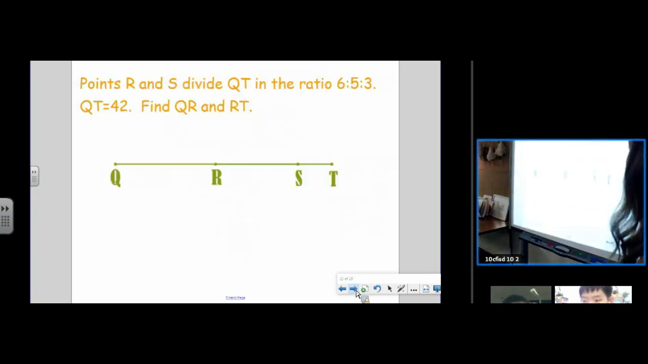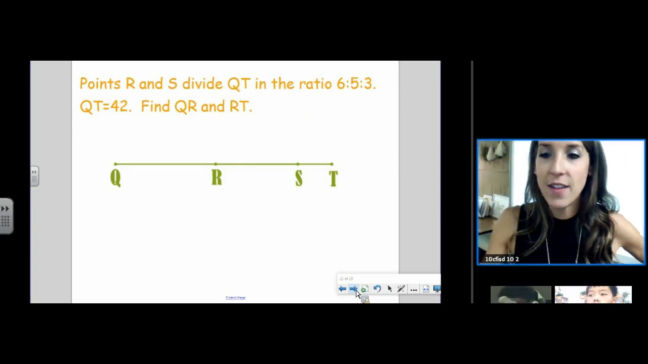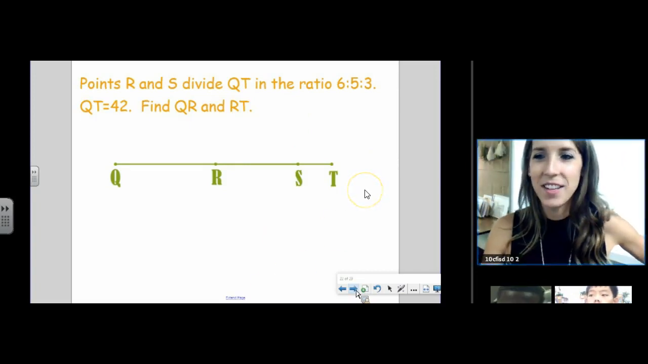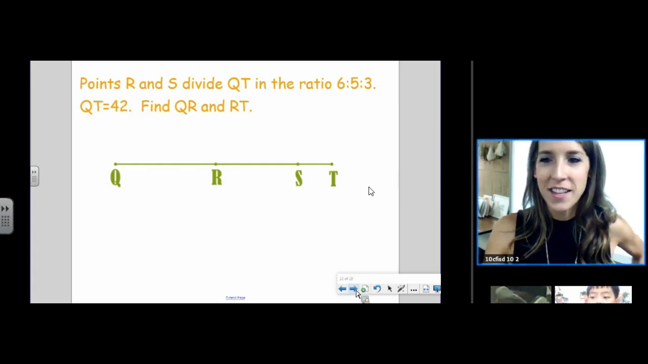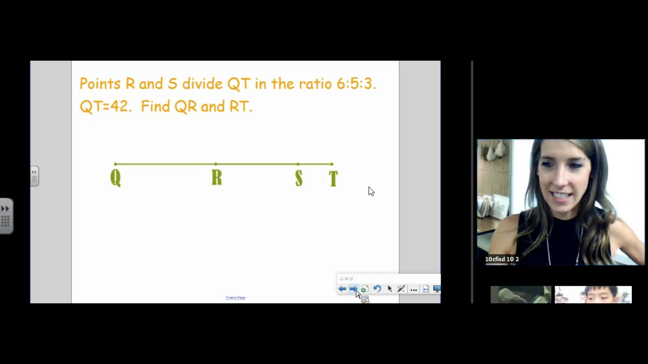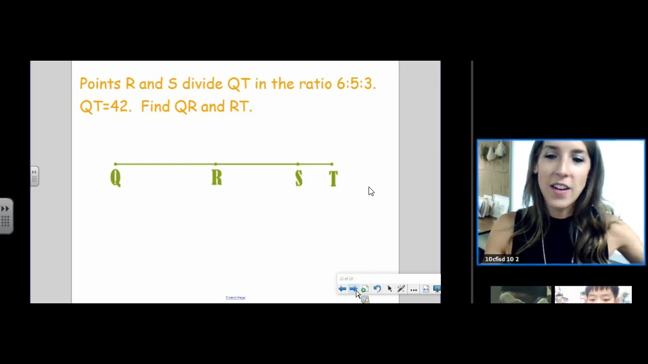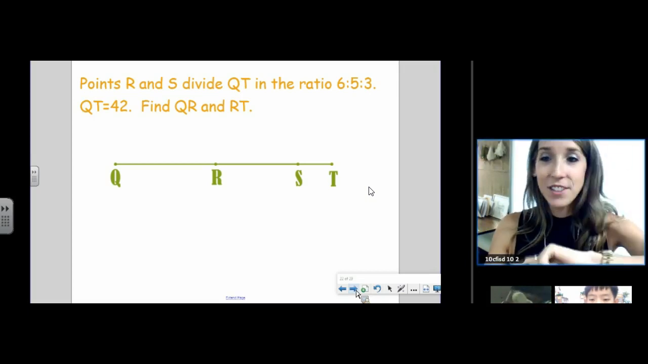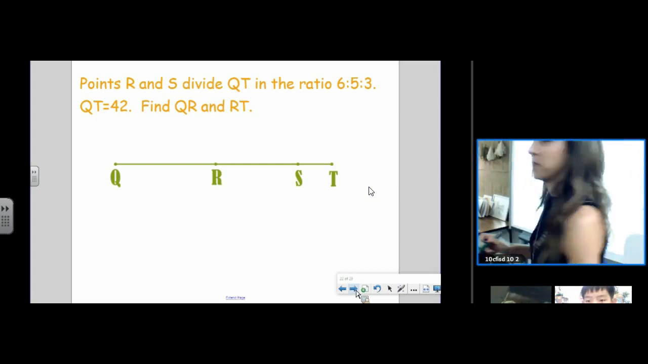Okay, we only have 2 left. Points R and S divide QT in the ratio of 6 to 5 to 3. QT is 42, that's its length. Find QR and RT. So when you're given a ratio like this, it's actually just like the other 2 problems, except they already gave you the ratio.